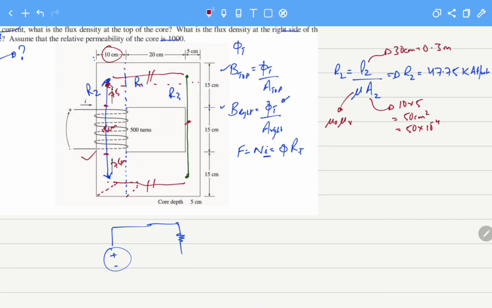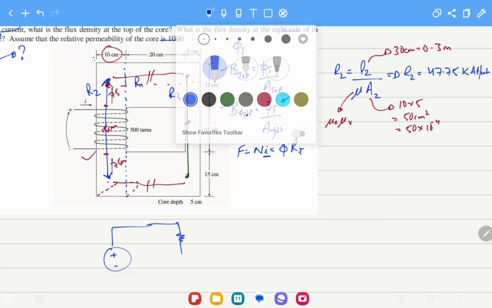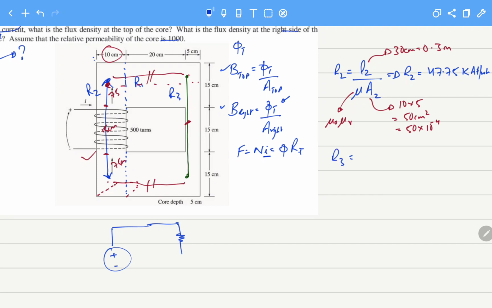R3 is this side, this is R3. Again the length is same. Let's first write the formula for R3. R3 equals L3 over mu into A3, where A3 is actually the area of the right side of the core.